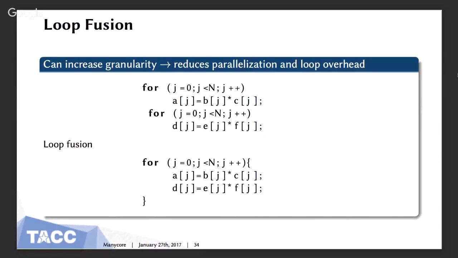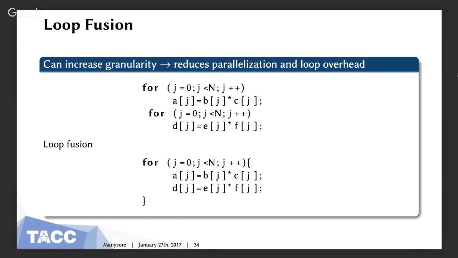Okay, now the opposite of that is loop fusion. This lets you increase granularity. You add additional work to each iteration in your loop. What it's doing is reducing your loop overhead relative to the amount of work each one of your tasks is performing. So let's say I've got these first two loops here. A of j equals d of j times c of j. In the second loop, d of j equals e of j times f of j.